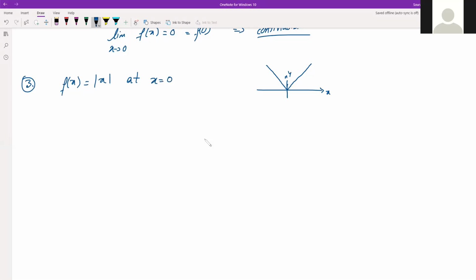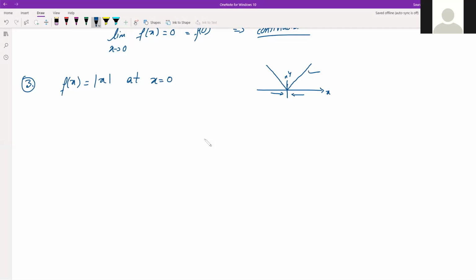So if you see the graph of the function, from here itself you can say that, okay, at 0, the left hand limit is also 0, right hand limit is also 0, right? And the value of the function is also 0. So the function is continuous, but we have to solve it.